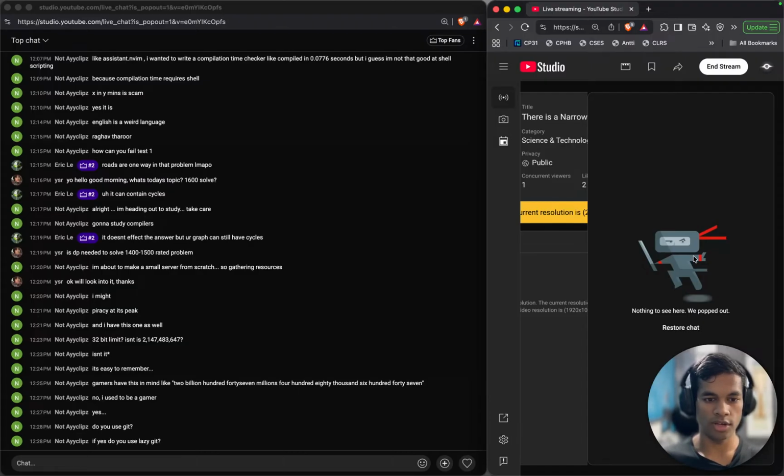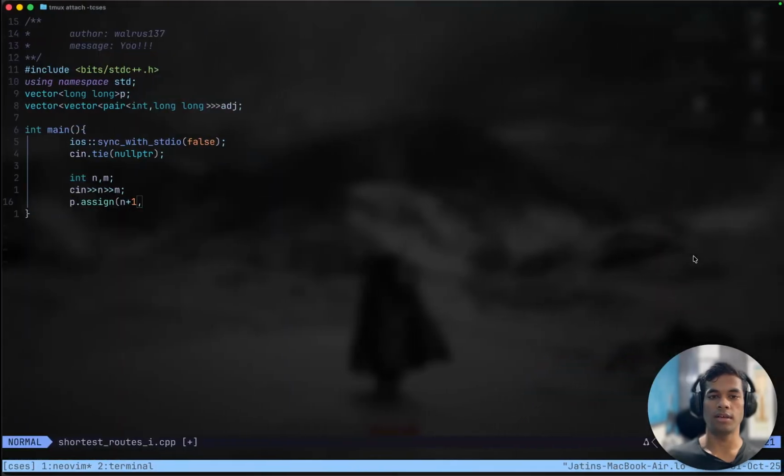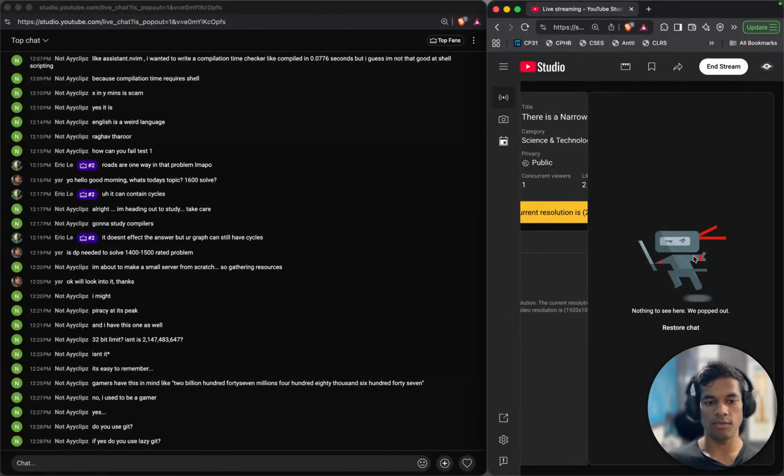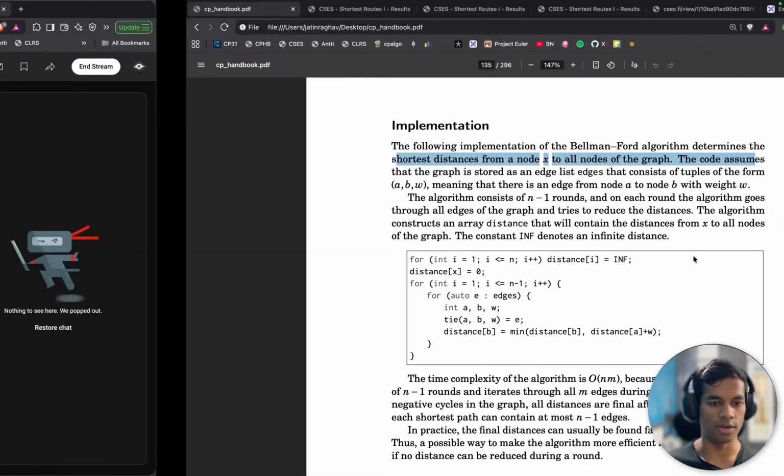Yes, I do use Git. Lazy Git, yes. No, I think with lazy Git we can use Git in Neovim without leaving Neovim. No, I do not use that. I did see that, but no, I do not use that. I saw that in a Primeagen video, but no.